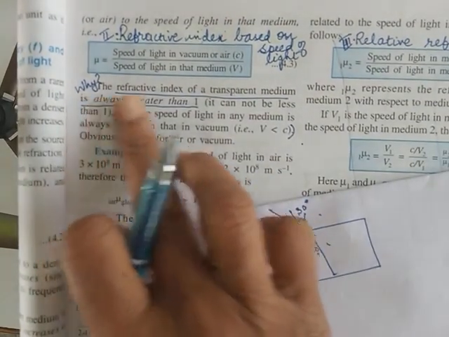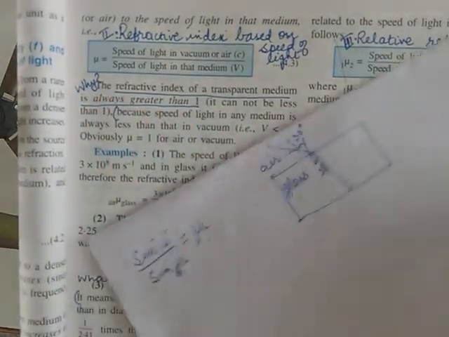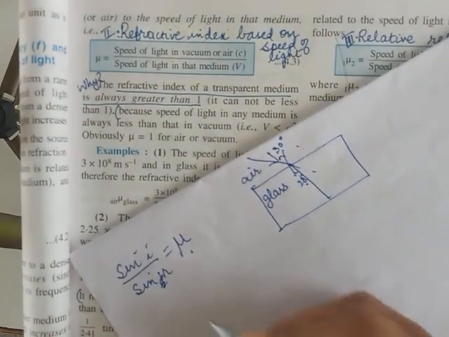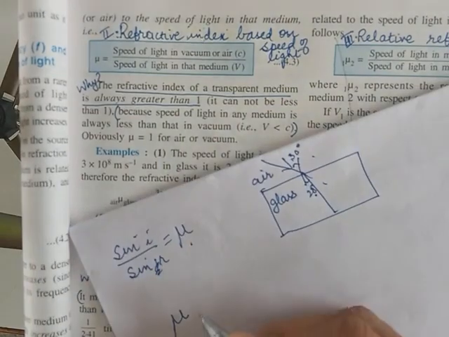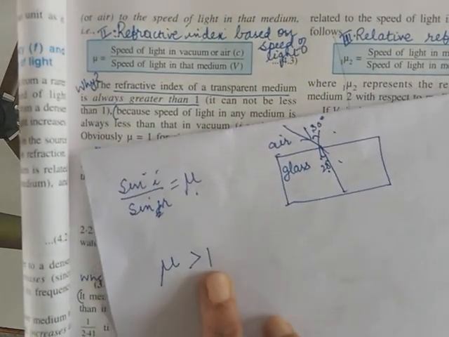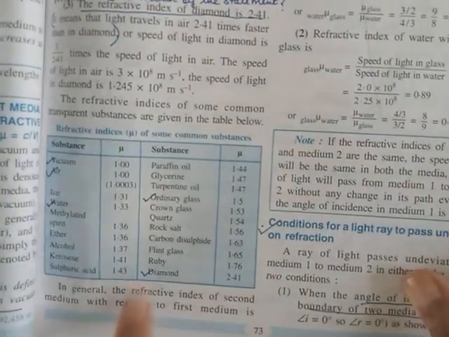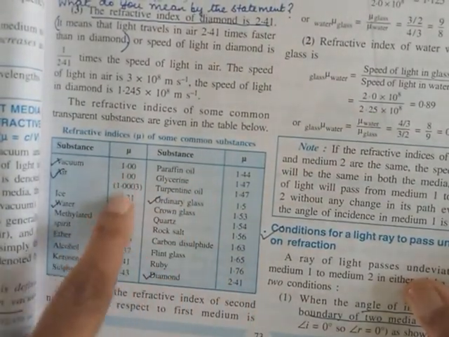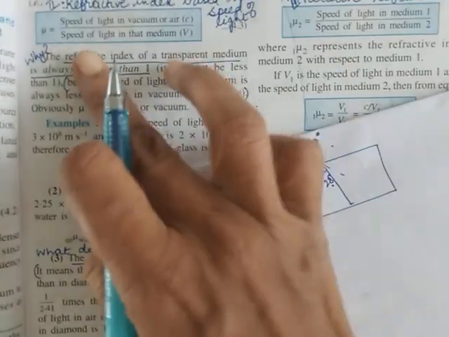Now there are two reasoning questions. The refractive index of any transparent medium will always be greater than 1. You will never have an answer less than 1. If you see, there is a table that gives the refractive index of many things. Always it is greater than 1. Minimum is 1, or greater than 1. Why is it so? It comes from this formula.